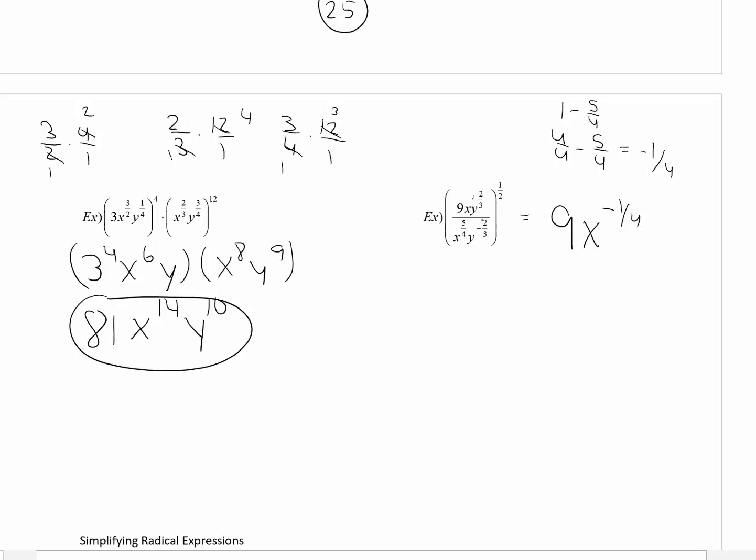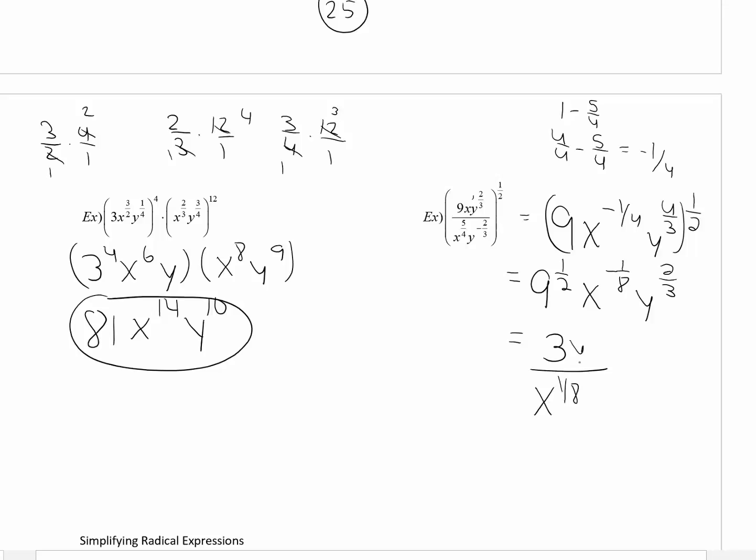2/3 minus a negative 2/3. That's the same thing as y plus 2/3. So that's y to the 4/3. And I'm taking all of this to the 1/2 power. Well, that ends up being 9 to the 1/2. Exponent power to another power, you multiply. That's negative 1/8. And this is 4/6, which reduces to 2/3. 9 to the 1/2 is the same thing as the square root of 9, that is 3. Because x has a negative exponent power of 1/8, that goes to the denominator, and y to the 2/3 will remain in the numerator.